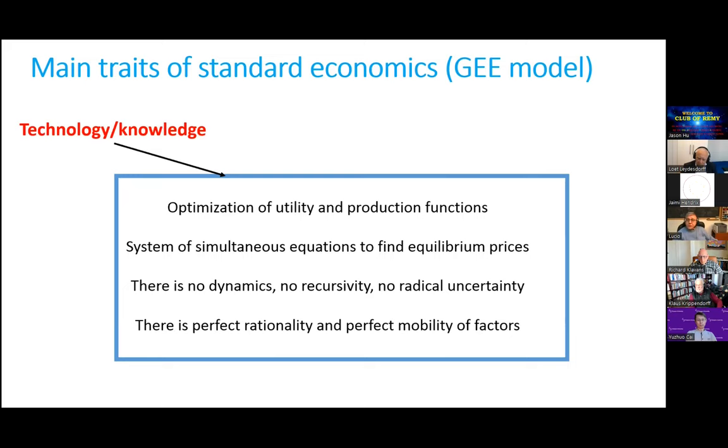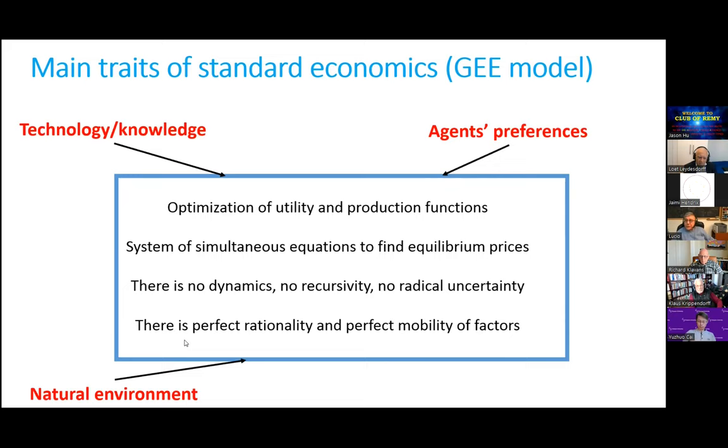to explain. As well, agents' preferences are outside the model. Of course, they affect utility functions, but they are out of the model. The natural environment, in terms of events, is as well exogenous, and the institutional environment is exogenous. So this is the context.